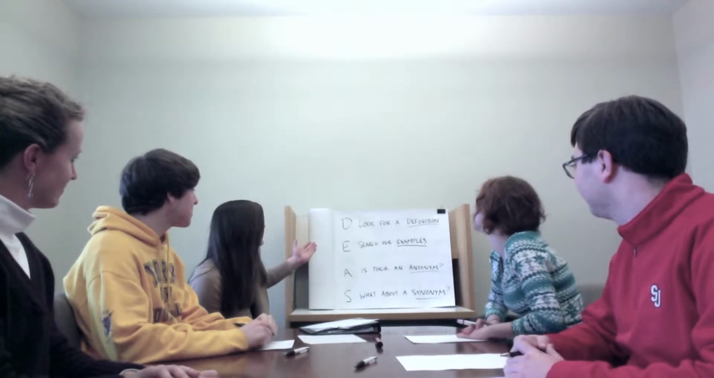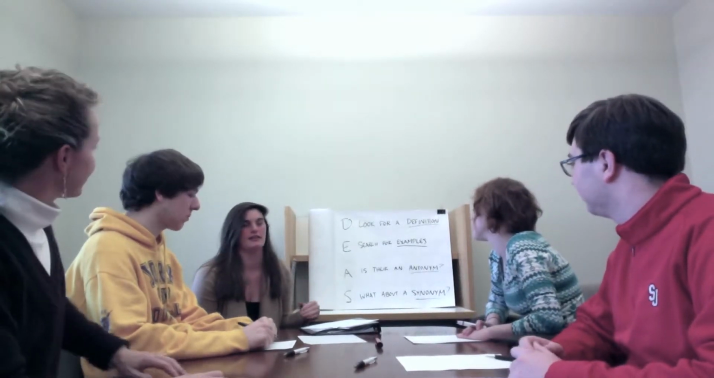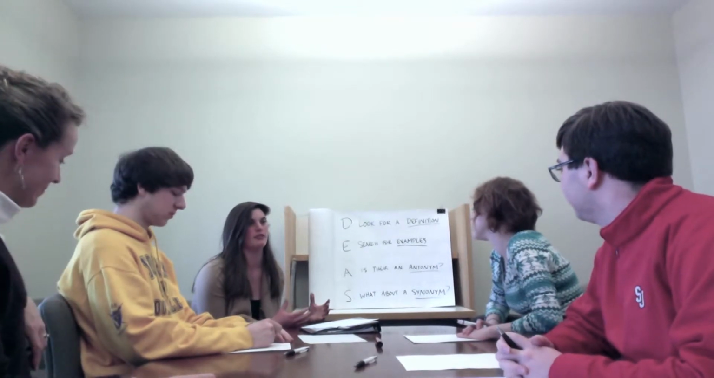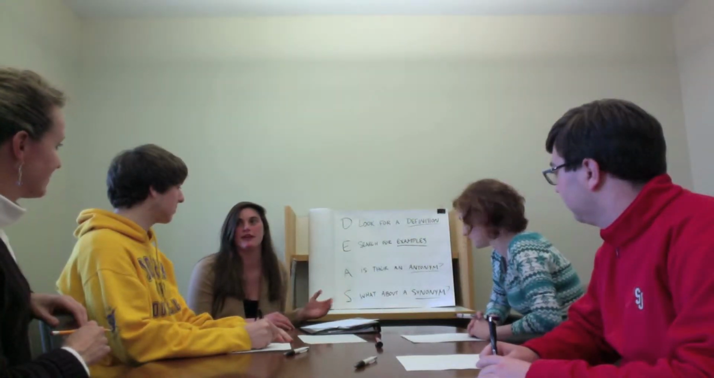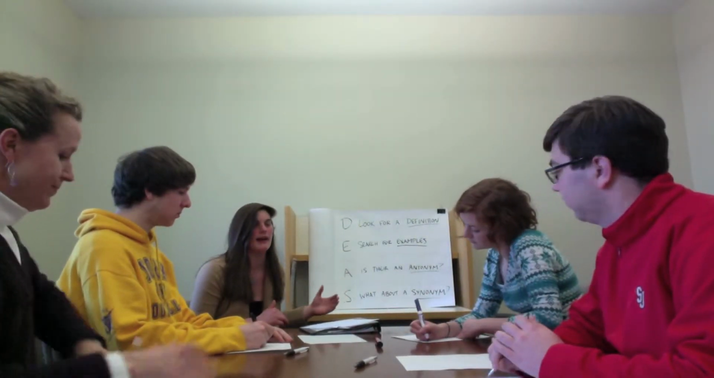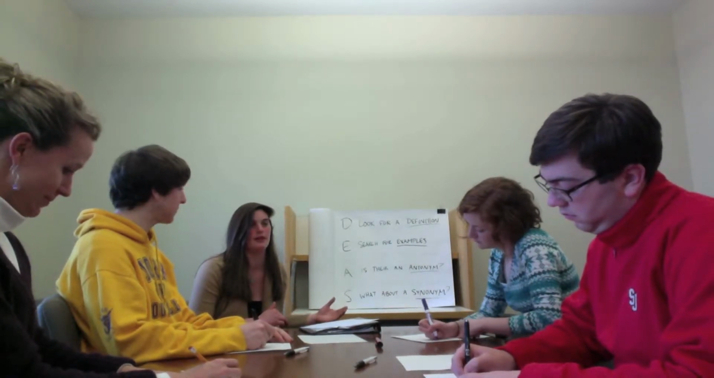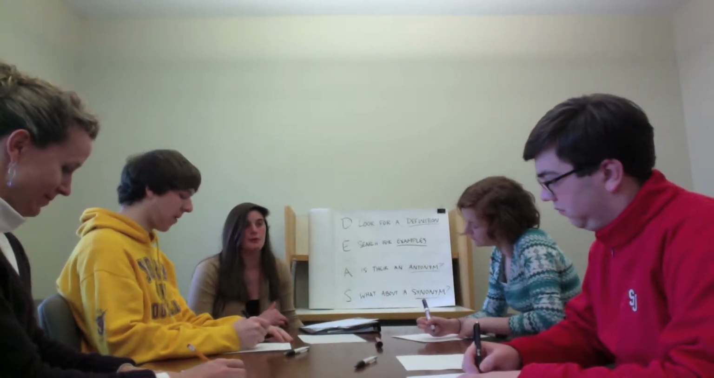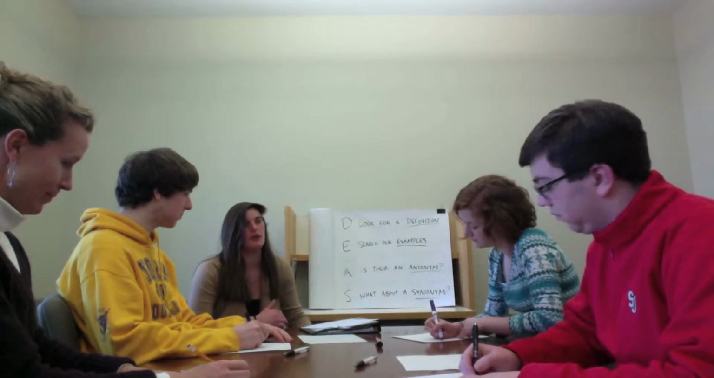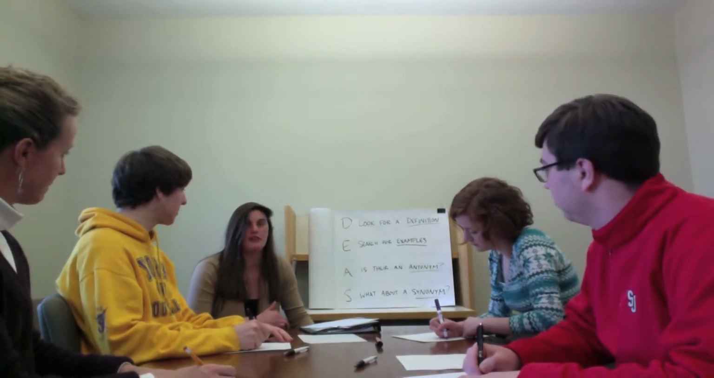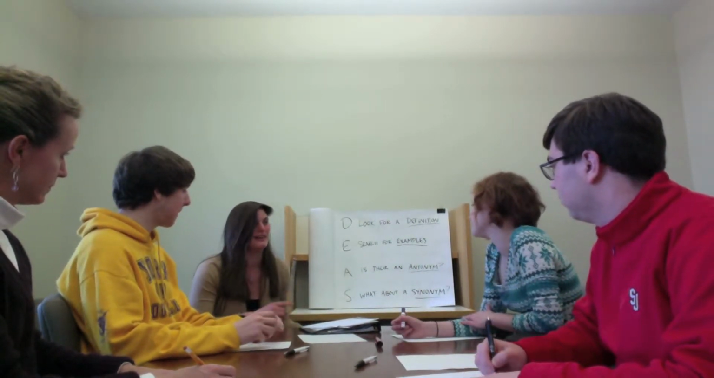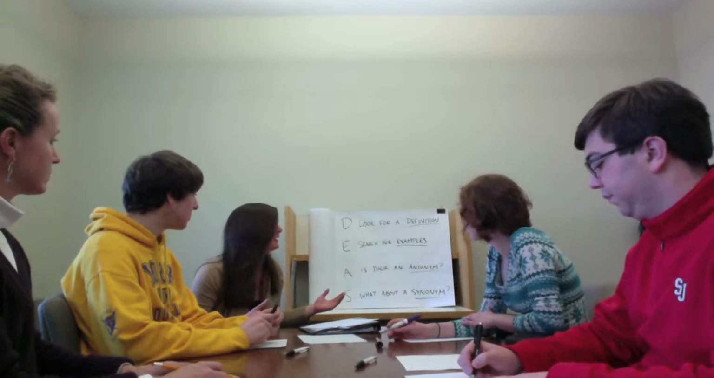So D is look for a definition in the sentence. See if there is what that word actually means. E, search for examples. A lot of the time, a sentence might have some examples of what that word means. So if Tommy was procrastinating, and you don't know what procrastinating means, maybe finish the sentence. Tommy was procrastinating. He cleaned his room, he played video games, he went outside before he started his homework. Those are some examples of what procrastinating is.